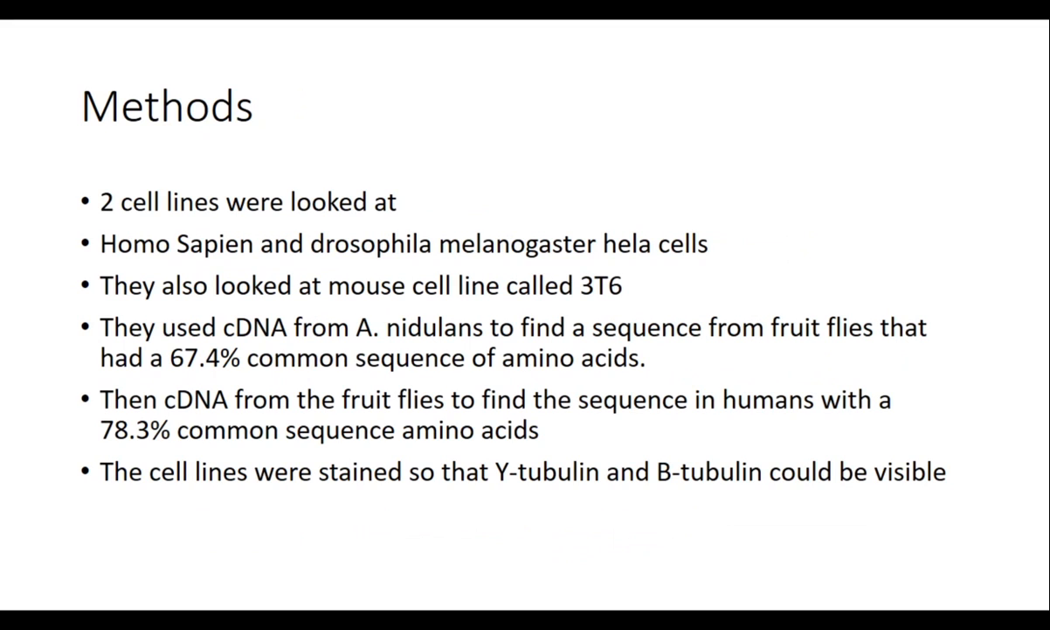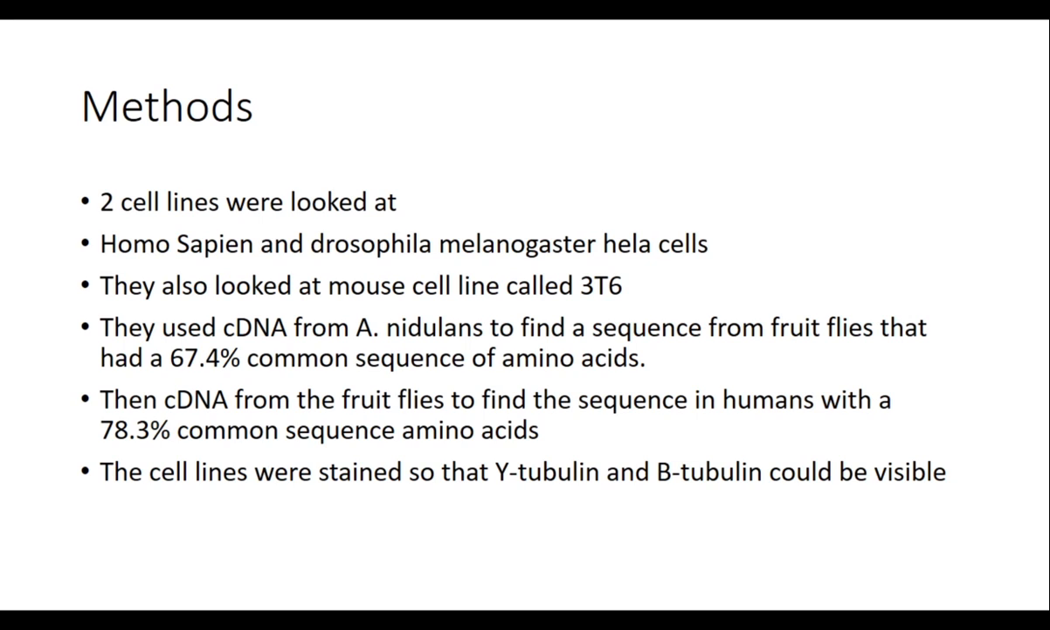Well, first, some background information: they used two cell lines. They used HeLa cells of Homo sapiens and Drosophila melanogaster. HeLa cells are from humans, and Drosophila melanogaster is fruit flies. A HeLa cell is just an immortal cell, so it's an immortal human cell and an immortal fruit fly cell. They also looked at a mouse cell line called 3T6, but that's not as important as the human and the fruit fly ones.